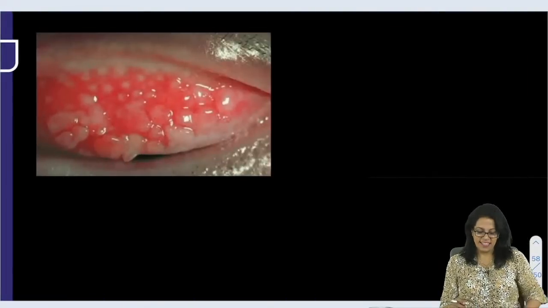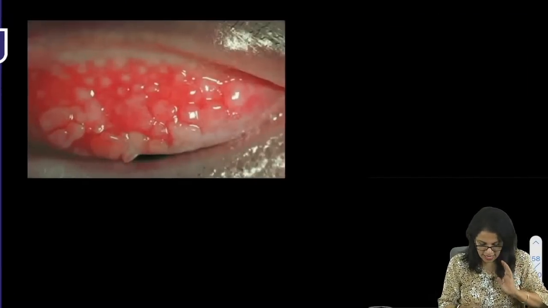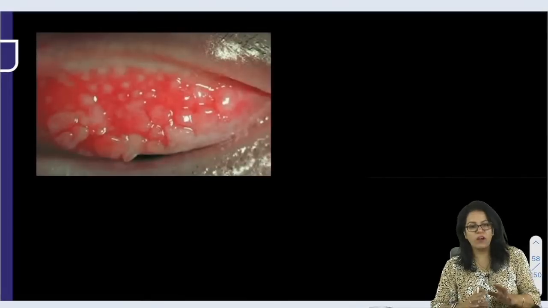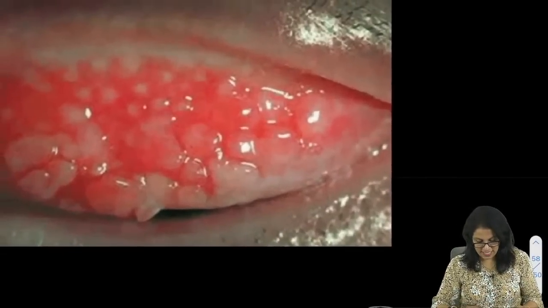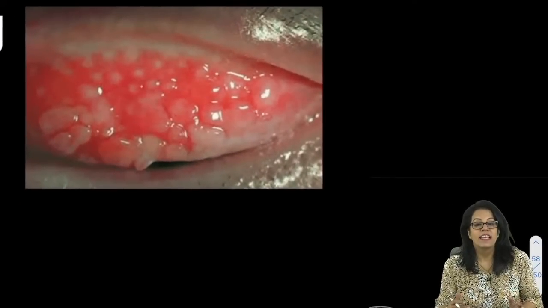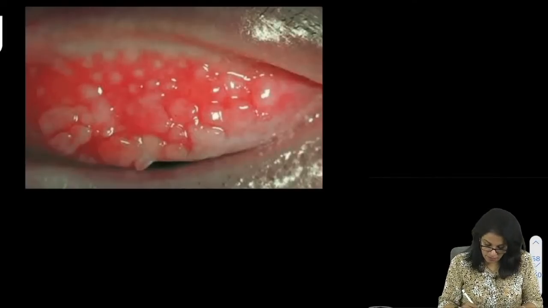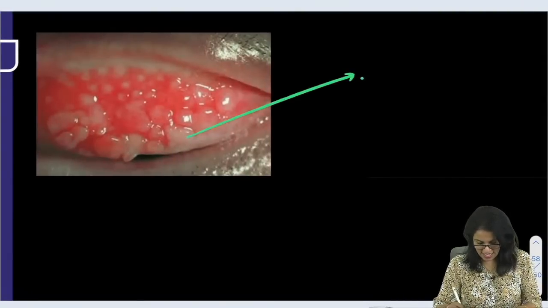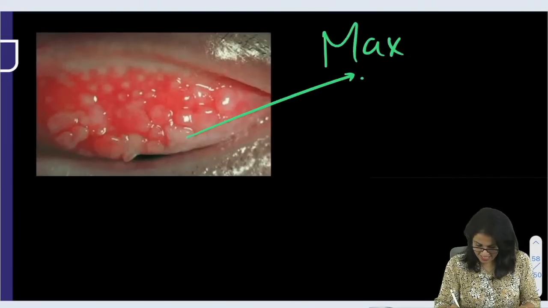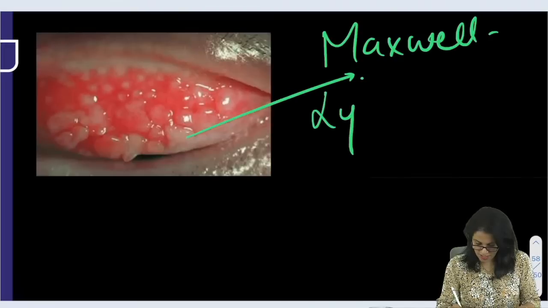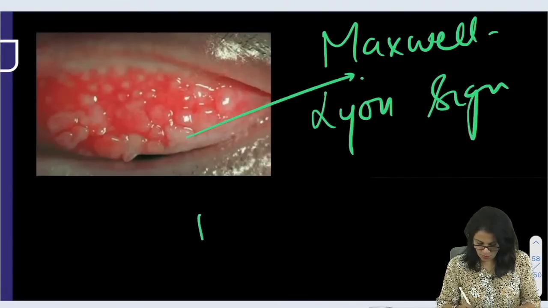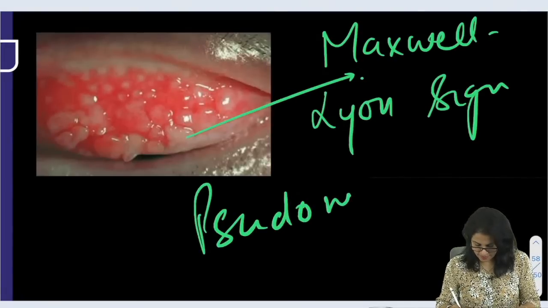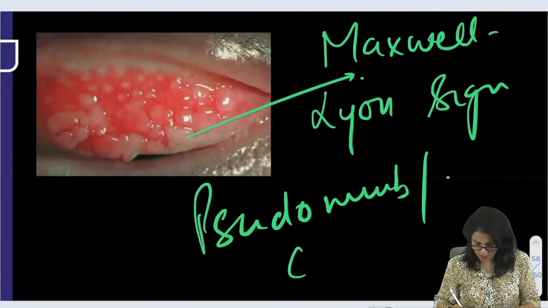Yeah, Avinash, that's what we are talking about. So we had a discussion on it as well. Okay, so now Avinash, what you are looking at here, I have not given a typical picture of cobblestone, but it is a cobblestone with giant papillary hyperplasia and mucus deposition. So it is a pseudomembrane of mucus deposition on this papillary hyperplasia. This is the Maxwell-Lyons sign, which is a pseudomembrane or mucoid deposition over the cobblestone appearance.